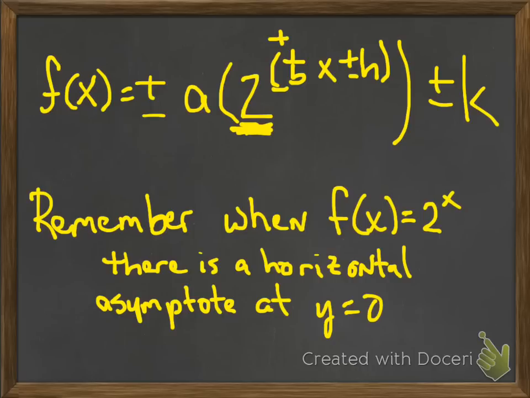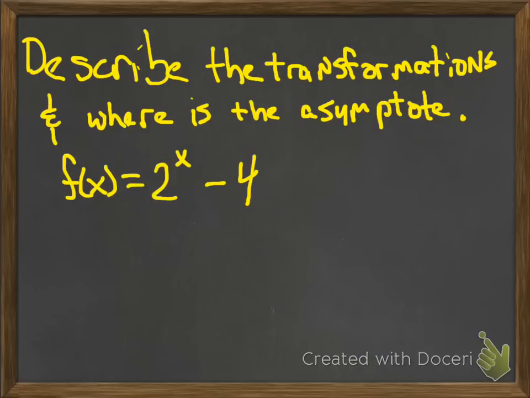Also, we're going to find the asymptote here. Remember, the asymptote is that barrier that it can't cross. For the parent function f of x is equal to 2 to the x power, it's y equals 0. It will move when I move the function up or down, so keep that in mind. And this is a horizontal asymptote, and it will always be y equals something for an exponential function. Okay, so what I want you to do here is describe the transformations and where the asymptote is, and we're going to do several examples of that.